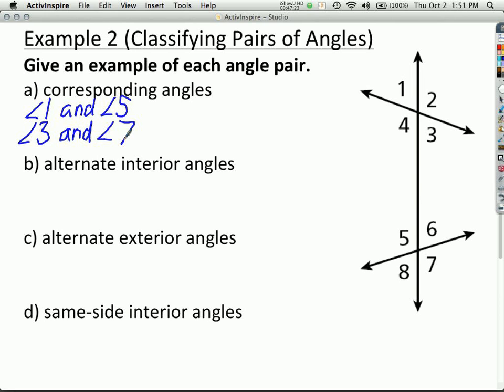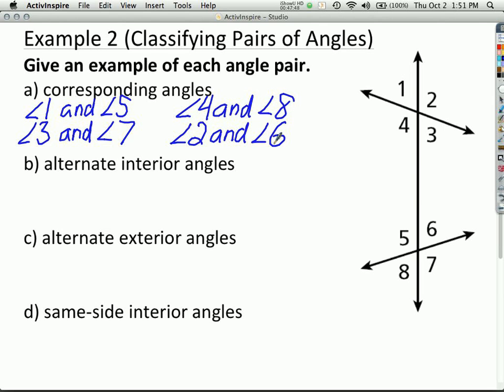Stephanie? Angle 4 and angle 8. Very good. And what else? Sebastian? Angle 2 and angle 6. Very good. When we have two lines cut by a transversal, we will have 4 pairs of corresponding angles. Any questions about that? Good.